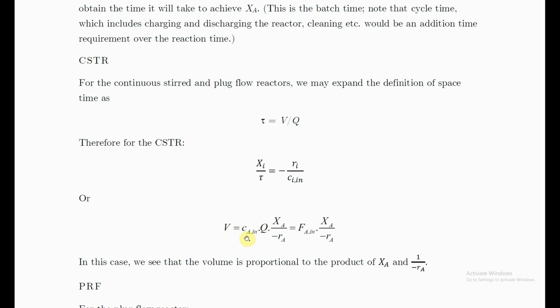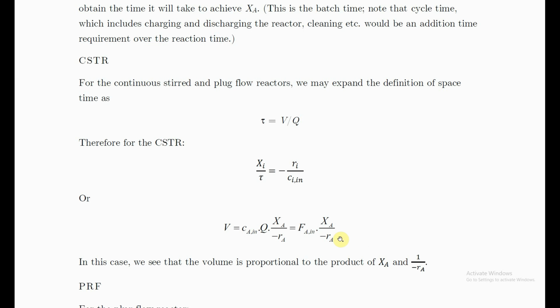Right, so the more time spent there means there's more time for reaction, and hence you get a higher reaction rate. Okay, and then if you look at this equation, the inlet concentration multiplied with the volumetric flow rate, this product is simply the molar flow rate in. So that's FA in, and the rest is the same.